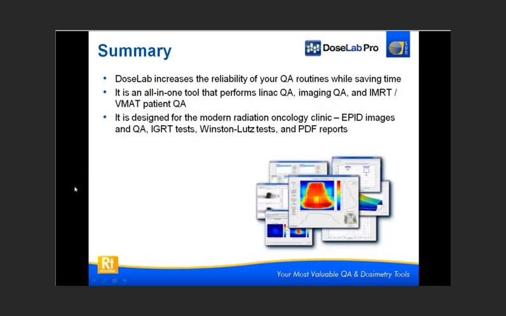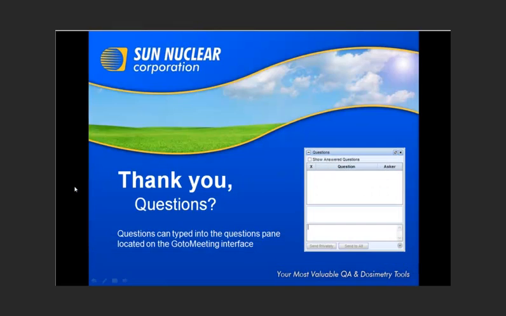So, in summary, DoseLab increases the reliability of your QA routines and saves you time. It's an all-in-one tool for Linac QA, Imaging QA, IMRT QA, and it's designed for the modern radiation oncology clinic. We really put a lot of focus on supporting EPID images, IGRT tests, Winston-Lutz tests, and make sure everything exports to PDF for a lot of time savings.